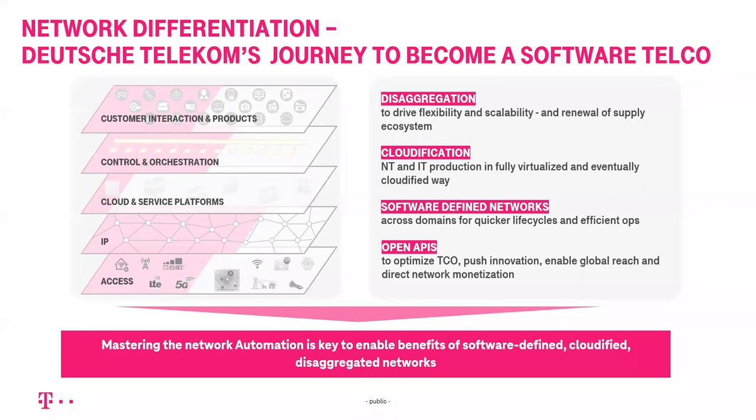But this group we belong to has, we think, one of the key obligations, and that would be to master all this complexity resulting from things like disaggregation and cloudification. As you can imagine, integrating a black box solution coming from one vendor is a pretty easy task compared to a disaggregated network where you would have several network functions to integrate. And also, of course, I'd like to mention the speed of change, which is quite different as we compare our networks from the past with the networks of the future. Our belief is mastering network automation is really key in order to enable the benefits coming from this network differentiation, from the software-defined, cloudified, disaggregated networks.